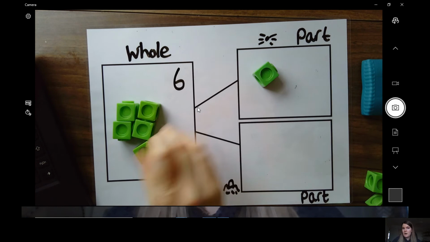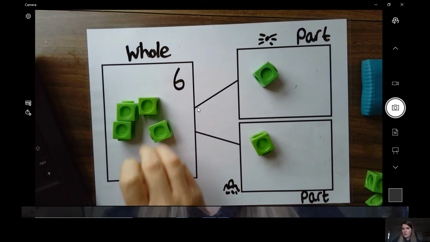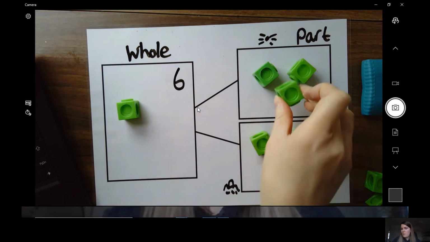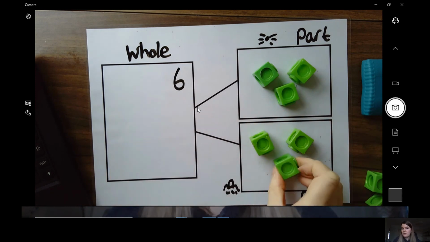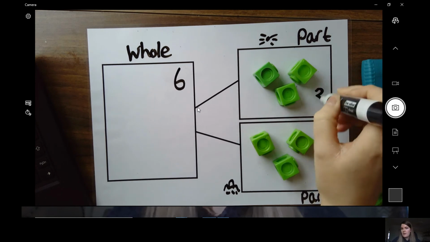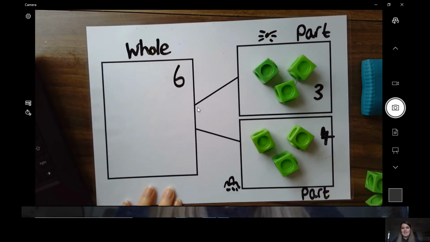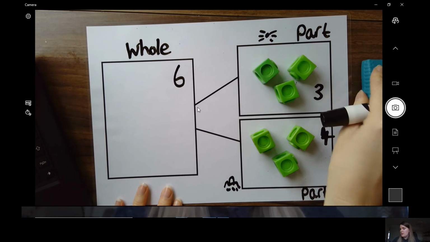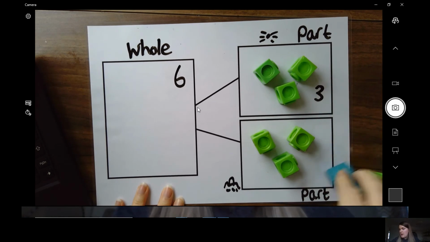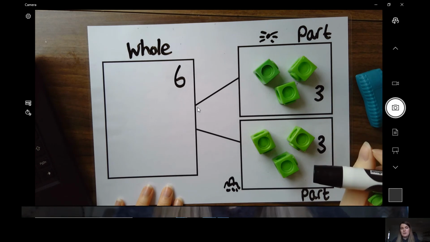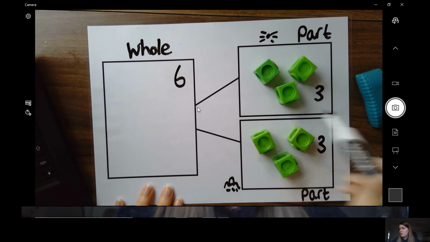Well done. 1 part for me, 1 part for you. 1 part for me, 1 part for you. 1 part for me, 1 part for you. Well done. How many have I got in each part? 3 and fantastic. Check my numbers. Why do I need to check my numbers? Well done. I didn't count correctly in this bottom one, did I? How many is in this bottom one? 3. Fantastic.